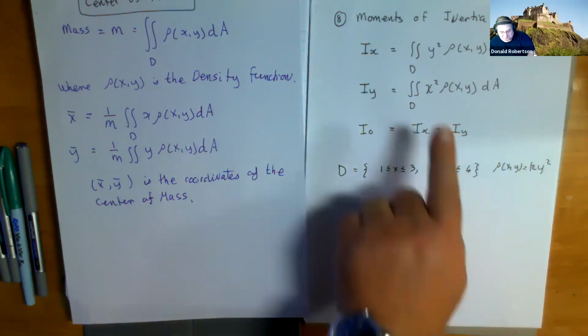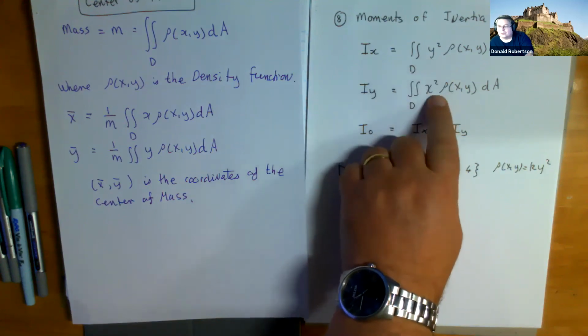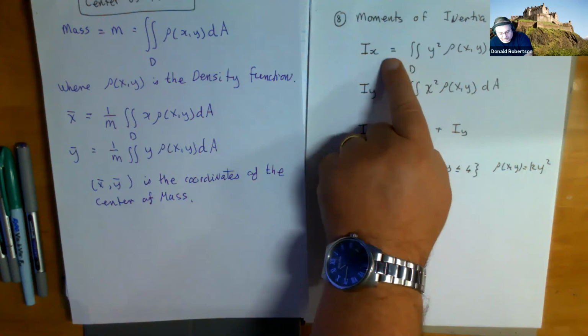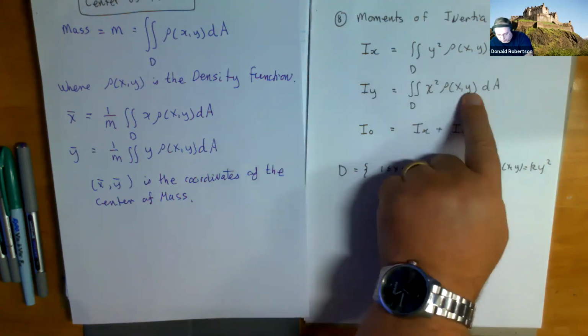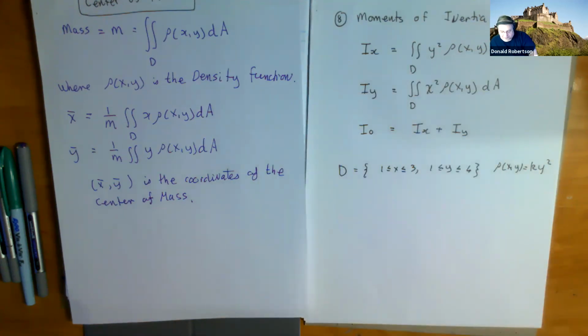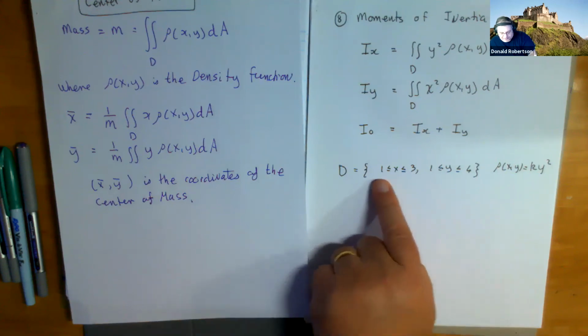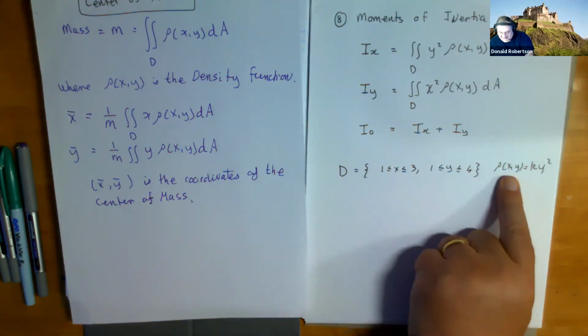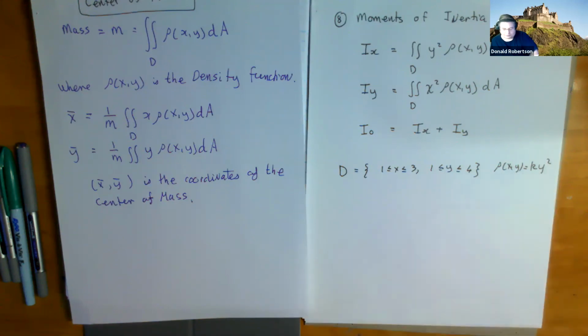But to me, I just need to know what the formulas are. And for you, if you're not an engineer, don't you just take note of these formulas? So if there was a test question that said, find the moments of inertia, wouldn't you just say, oh, you want me to get this and you want me to get that? And in this particular question, the region D is a rectangle. And the density function is given to us.